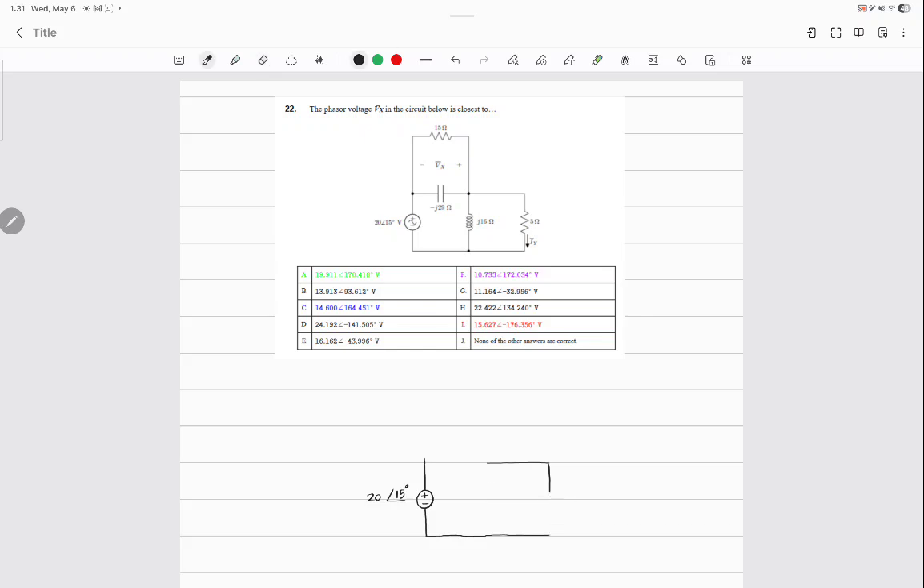I'm going to do something. I need to find Vx, right? Now this is my question. First of all, can I combine the capacitor with its parallel resistor or no? Yes. Why? Because they are both impedances in this domain. So 15 in parallel with negative J29 ohms. Give me the value of that.